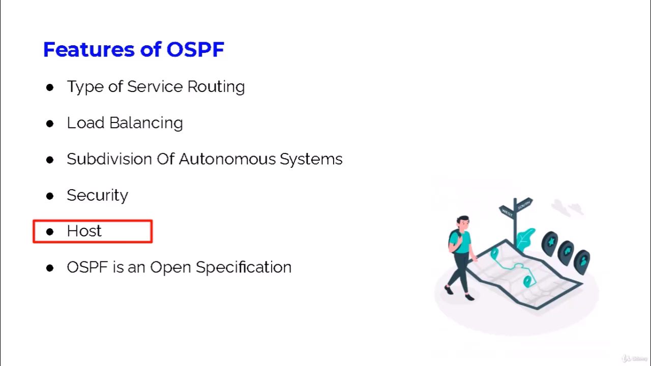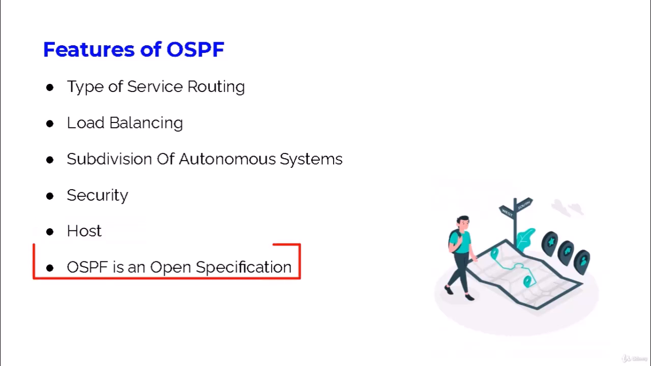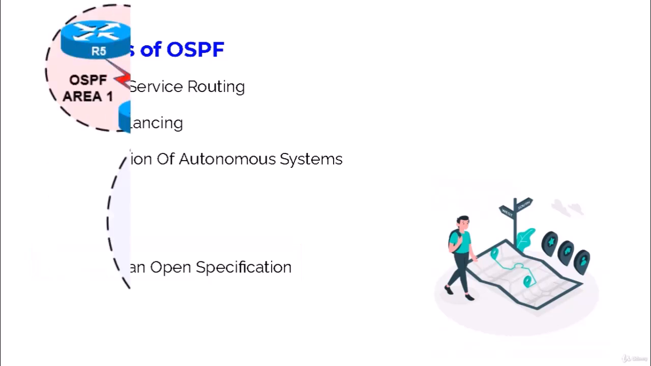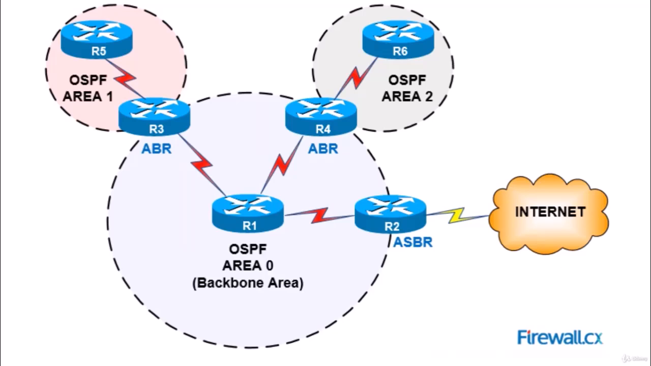The fifth one is the host. OSPF supports specific network and subnetwork routing. And the last is that OSPF is an open specification. In the figure, you can see that OSPF has a backbone area, area 0, and the other areas are divided areas of an autonomous system.